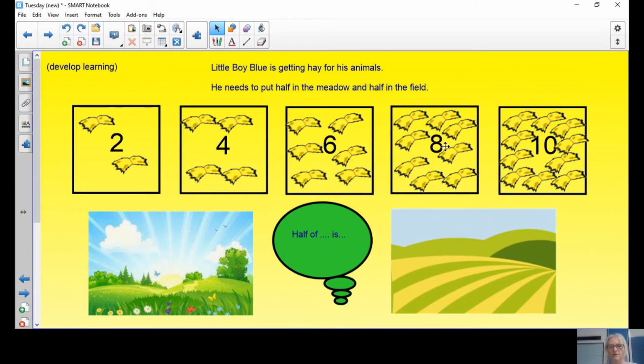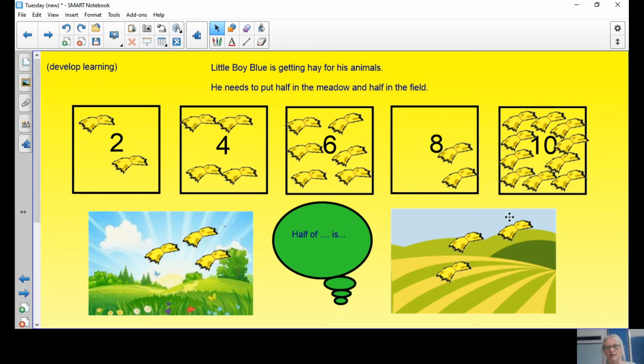Right, let's try one more. What's this number here? Number 8. And I need to say half of 8 is, so how do I go about finding half? That's right, I need to share them equally between 2 things. So I'm cutting it in half, like half a pizza or half a cake. So I'm going to put 1 over here and 1 over here. Still got some left, so I'm going to put another 1 here and another 1 here, and keep going until I'm all done.